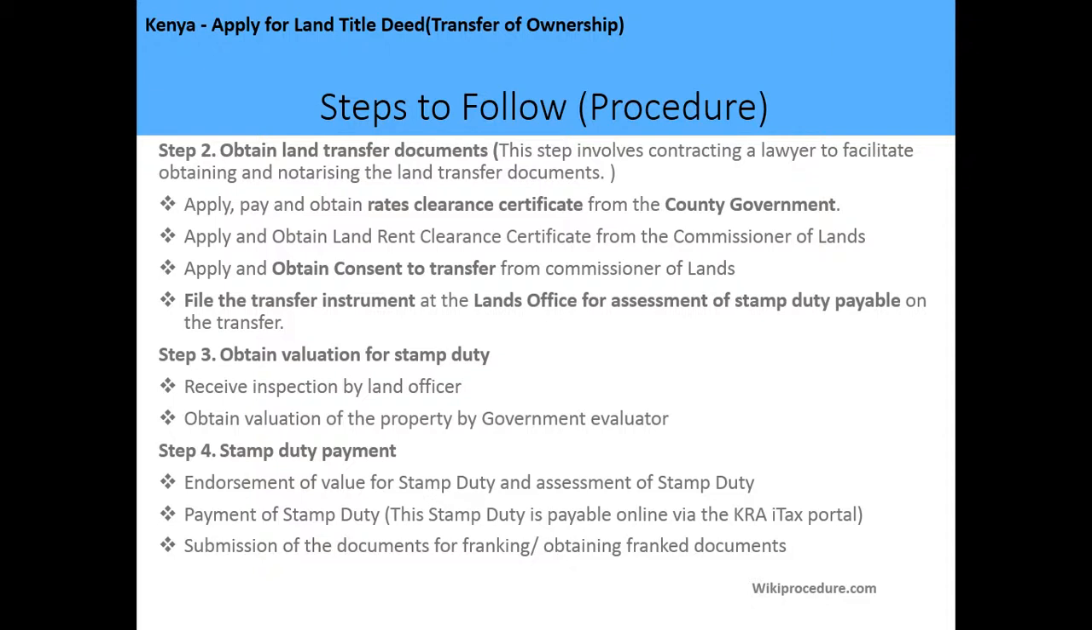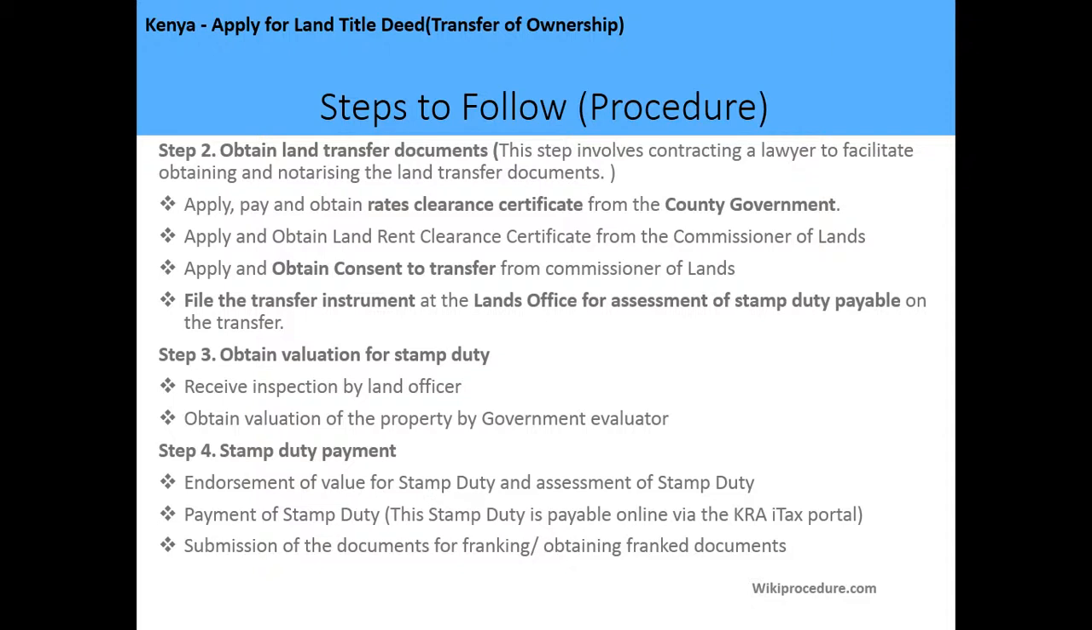2, you need to apply and obtain a land rates clearance certificate from the Commissioner of Lands. 3, you need to apply and obtain consent to transfer from the Commissioner of Lands, and you need to file the transfer instruments at the Lands Office for an assessment of the stamp duty payable on transfer.